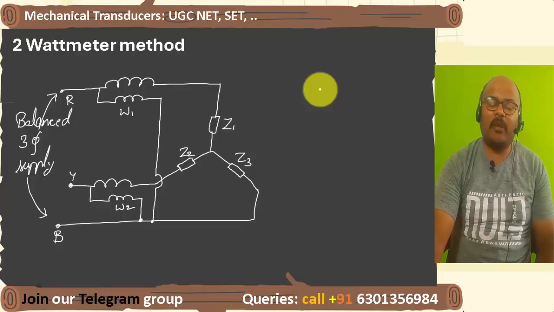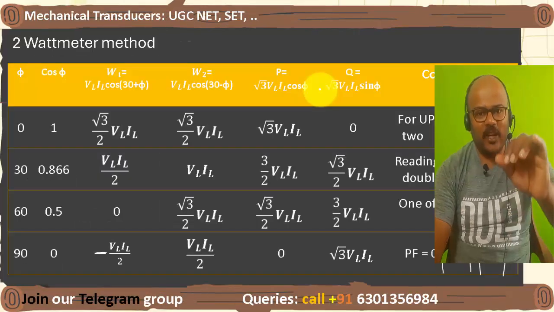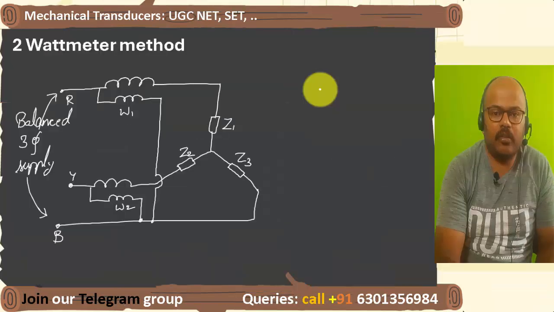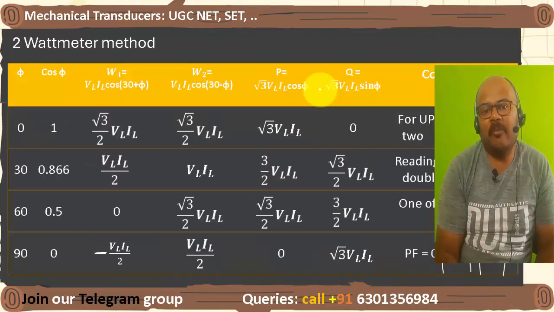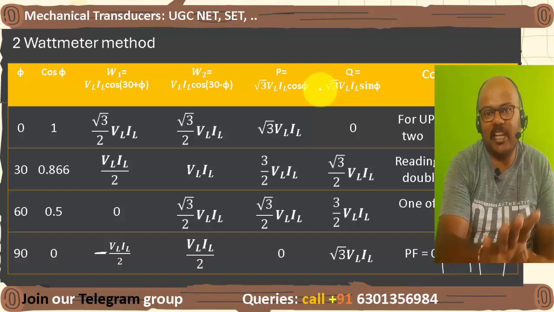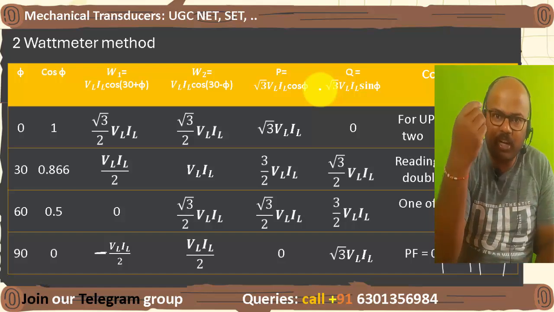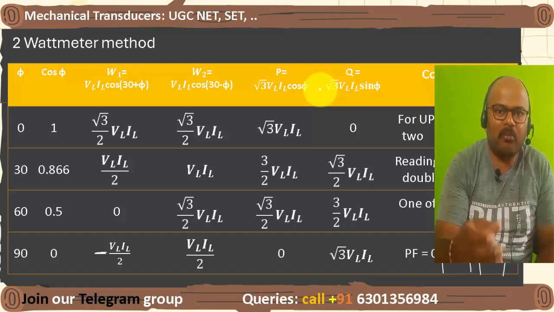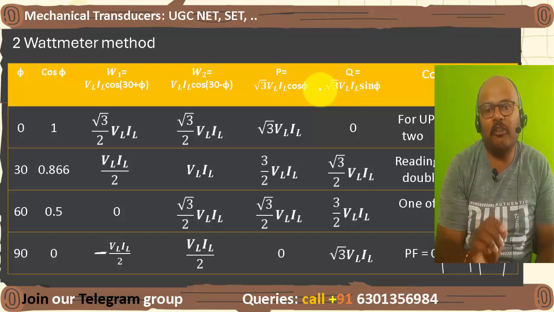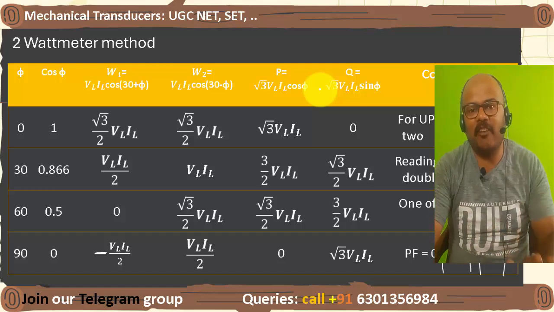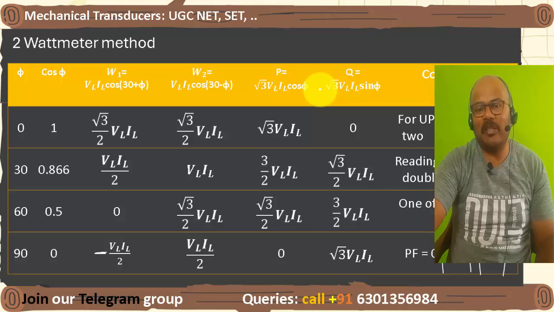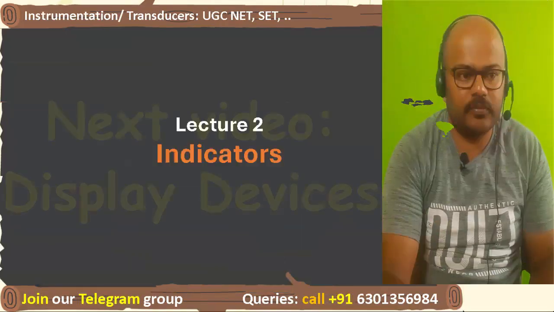And the two wattmeter method is very important. Just try to remember this table. The two wattmeter method is very important. Please try to remember this table. You try to mug up or remember it however you want, but this table is very important. Refer to the previous year question papers; they have asked this question n number of times.